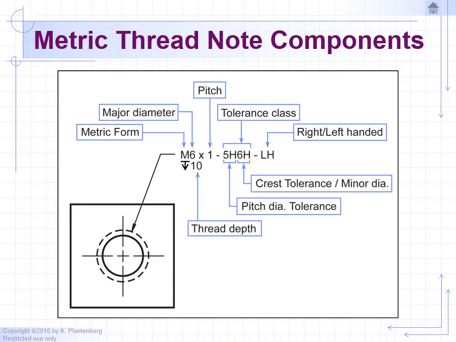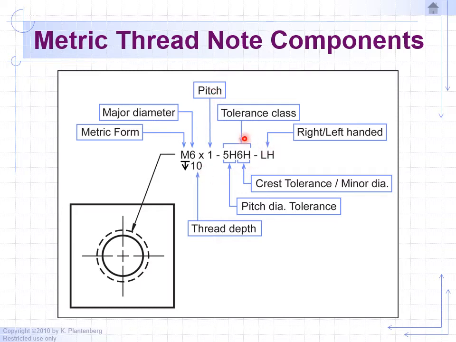So let's go over metric. To distinguish from threads in inches, we're going to use the letter M for metric. So M stands for metric form, and we are going to be dealing with millimeters. So 6 tells us the major diameter. So major diameter is 6 millimeters. And instead of a dash number telling us the number of threads per inch like in inches, here the 1 doesn't tell us the number of threads per millimeter. It's actually telling us the distance from thread to thread. It's 1 millimeter, also referred to as the pitch.